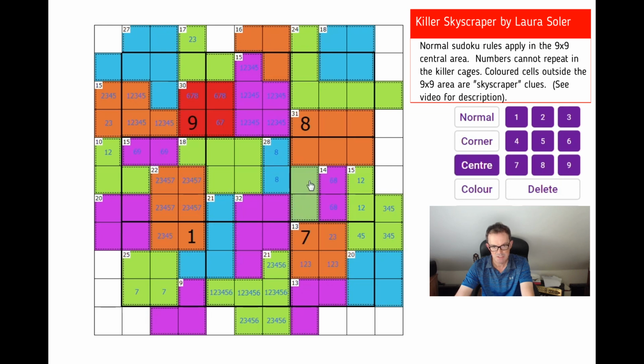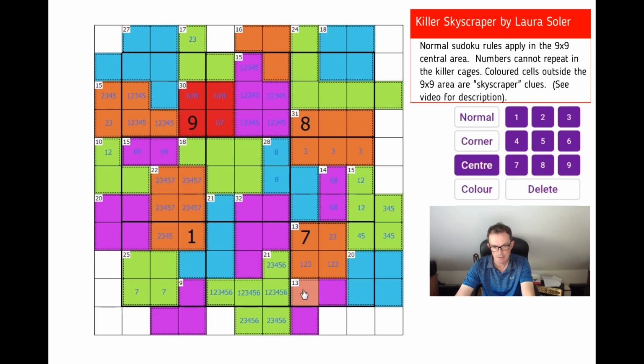Can't be a 3 in the 28 cage, because then it couldn't get high enough, so there's a 3 in the 31 cage. Now, where can we put a 9 in this 3 by 3 block? Yes. Now, let's have a look. Can the 9, really the question is, can the 9 go in the 13 cage? I don't think it can.